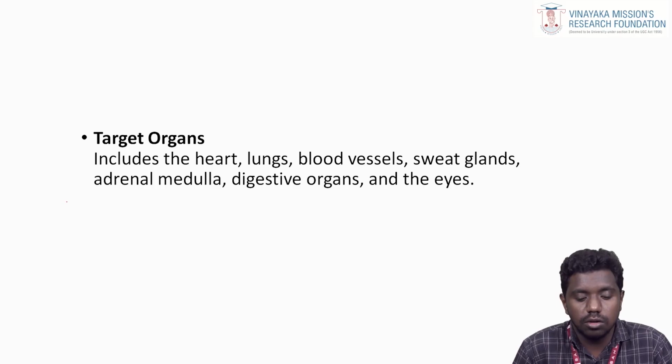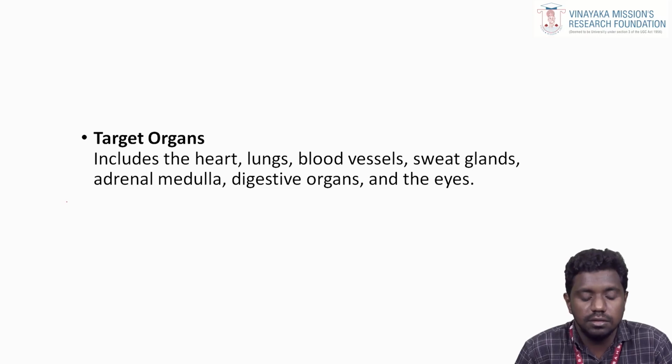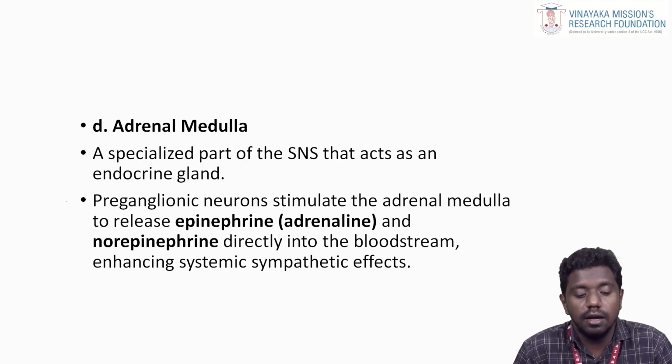And further, what are the target organs? They include every organ in our body. Some organs targeted by the sympathetic nervous system are the heart, lungs, blood vessels, sweat glands, adrenal medulla, digestive organs and the eyes. The adrenal medulla is a specialized part of the sympathetic nervous system that acts as an endocrine gland. It secretes hormones like adrenaline, also known as epinephrine, and norepinephrine. These are the most important hormones in the sympathetic nervous system.